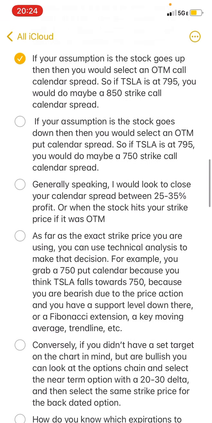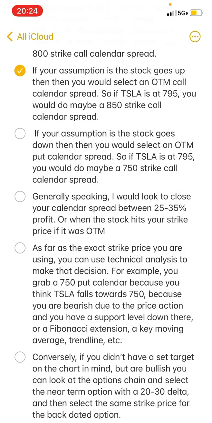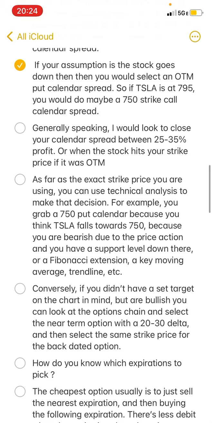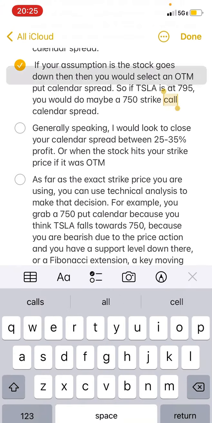If your assumption is the stock goes up, then you would select an out-of-the-money call calendar spread, right? So if Tesla is at 795, you would do maybe an 850 strike call calendar spread, okay? If your assumption is the stock goes down, then you would select an out-of-the-money put calendar spread. So if Tesla is at 795, you would do maybe a 750 strike put calendar spread.